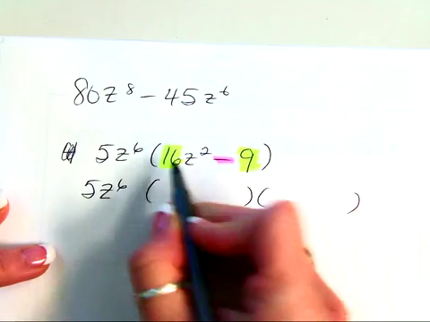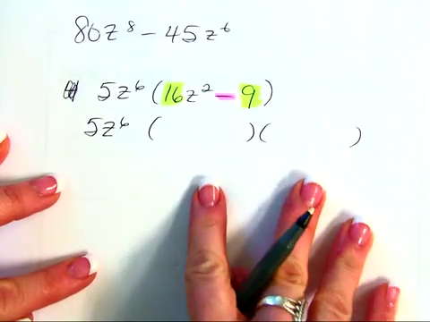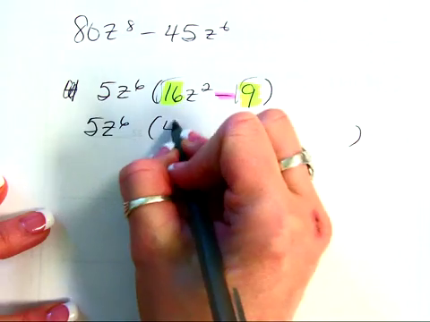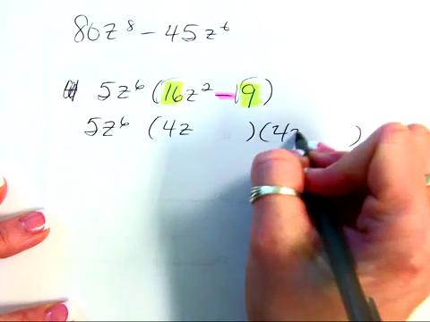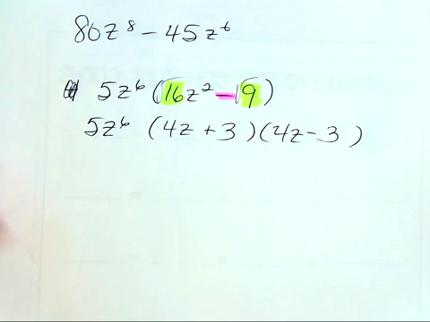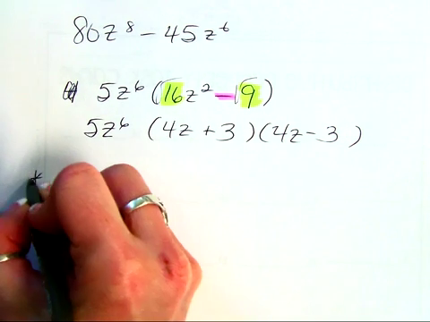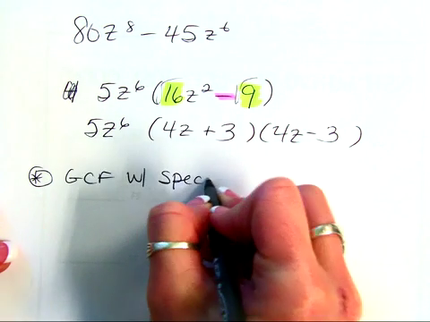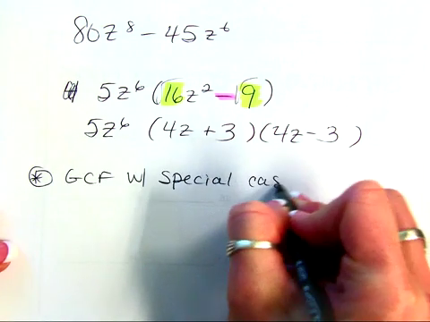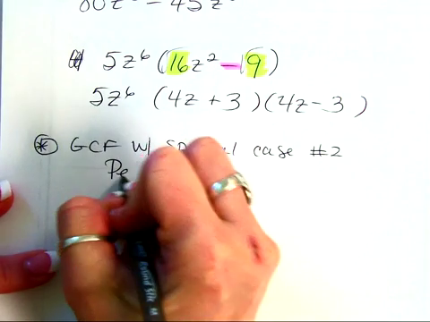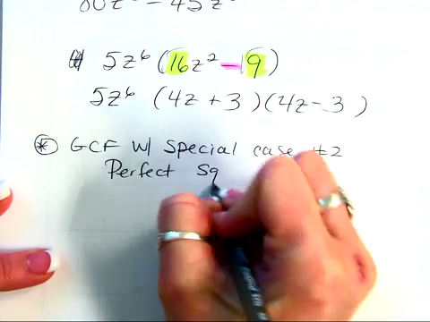Two terms is going to give me 2 parentheses. What did I multiply? A 4z times a 4z, a 3 times a 3, and a positive times a negative. Is that what you got? Okay, very good. So then the last one was GCF with special case number 2. Do you remember what special case number 2 is called? It had the word square in it. Perfect square trinomial.